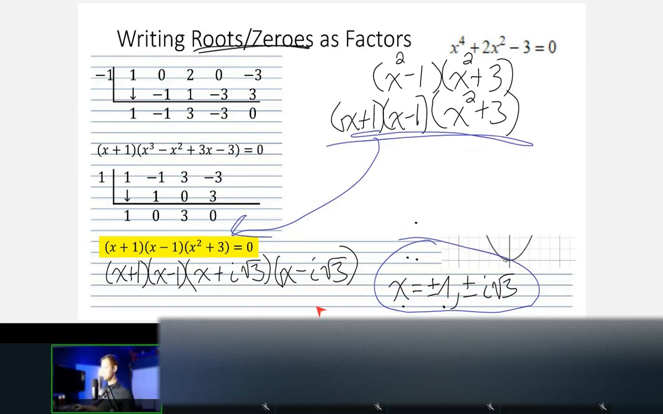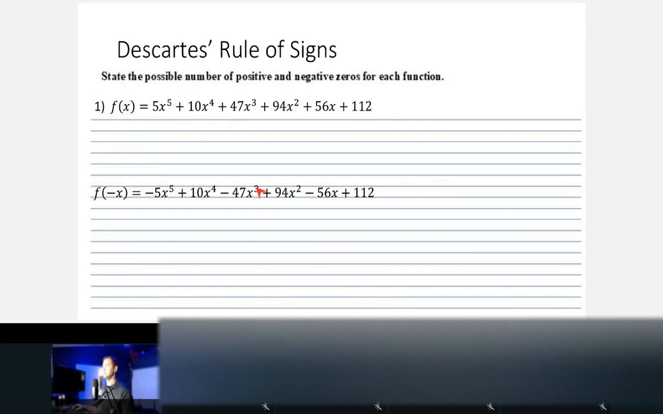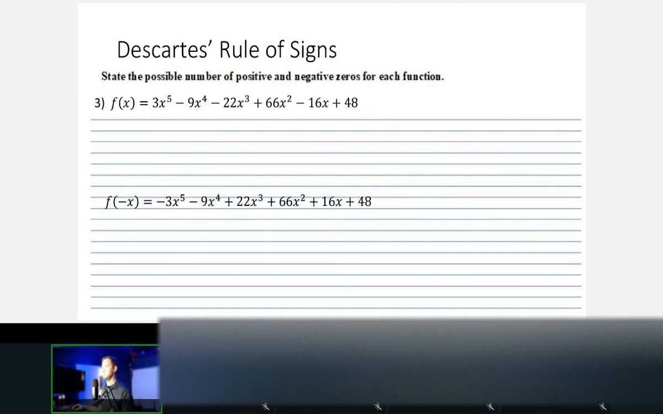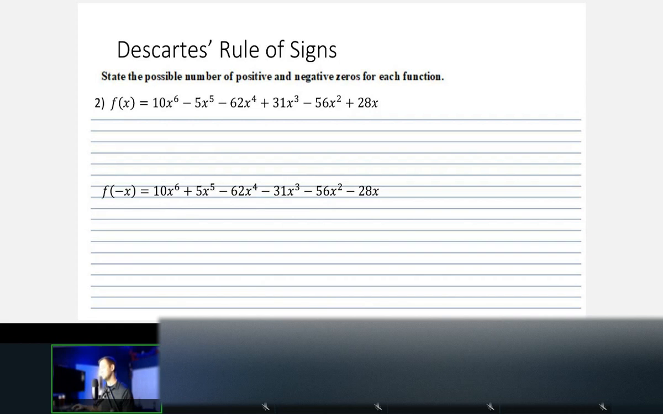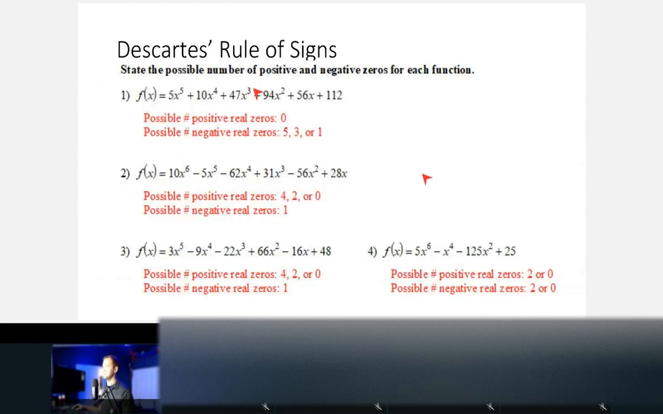All right, so let's go on to some harder problems. I have these 4 problems. I'm going to skip over them. This is just more practice of using Descartes' rule of signs. Feel free to come back and watch the recording later to work these out on your own. Here's the partial work of me just plugging in -x for the first one. There's number 2, number 3, number 4, and then the answers. So you can work these out on your own. There's the answer key to check, right?